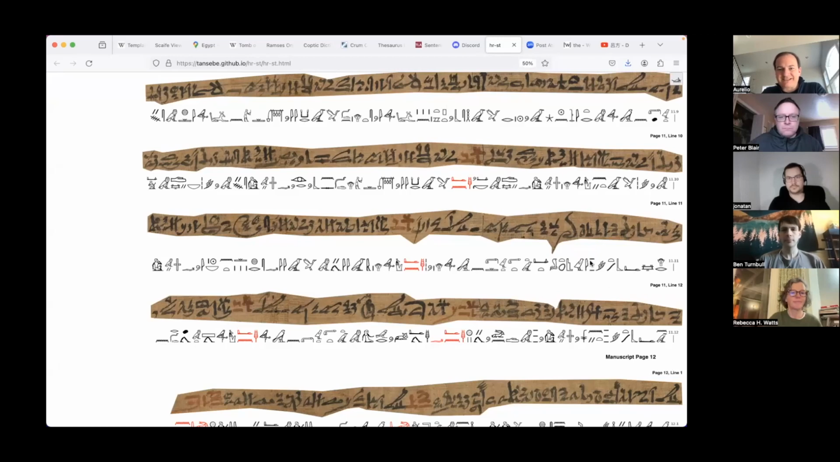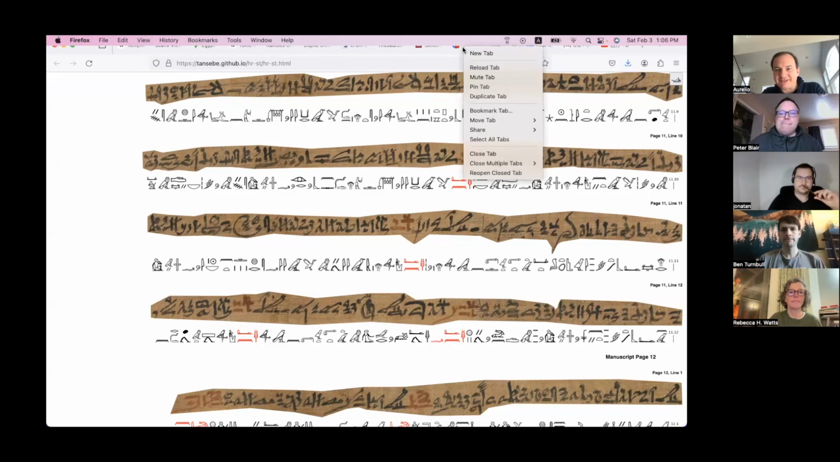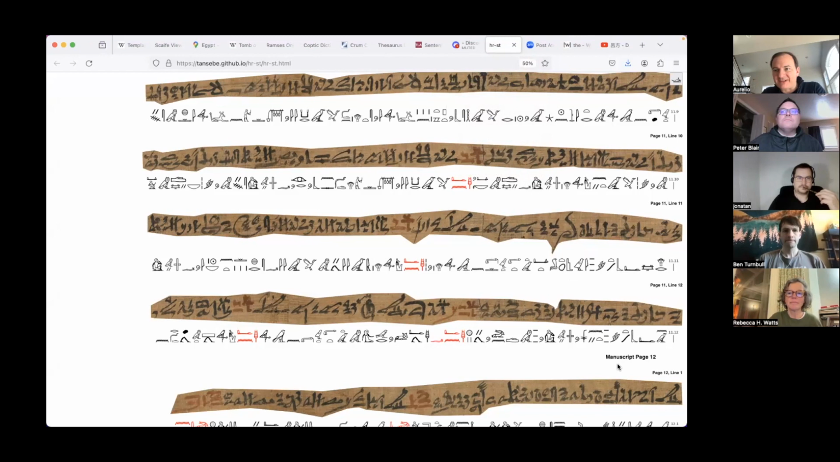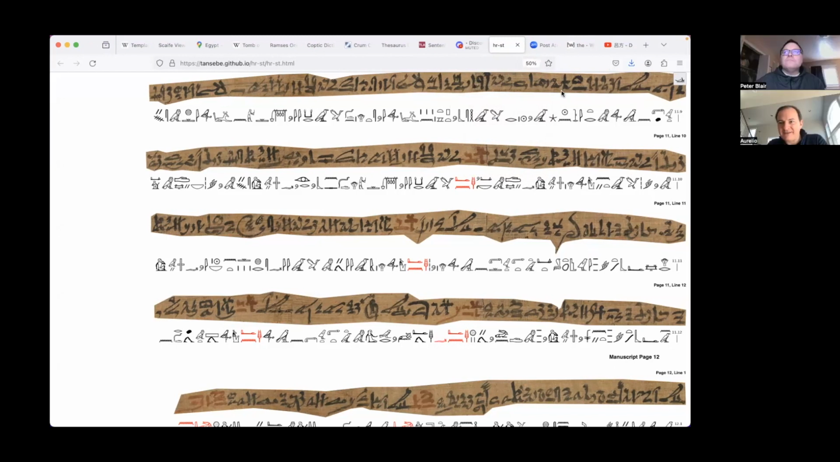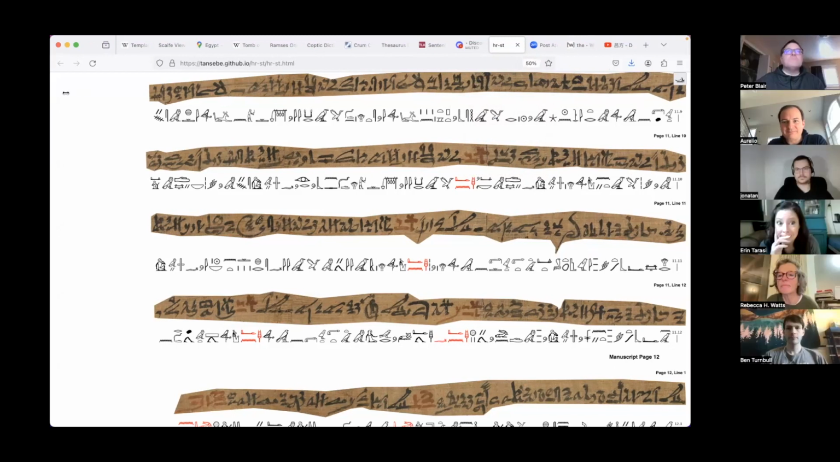All right, so let's get started with the last line of Horus and Seth. Oops, let me turn Discord off. That's going to be noisy. Let's get started with the last line of Horus and Seth on page 11, not the last line in total.